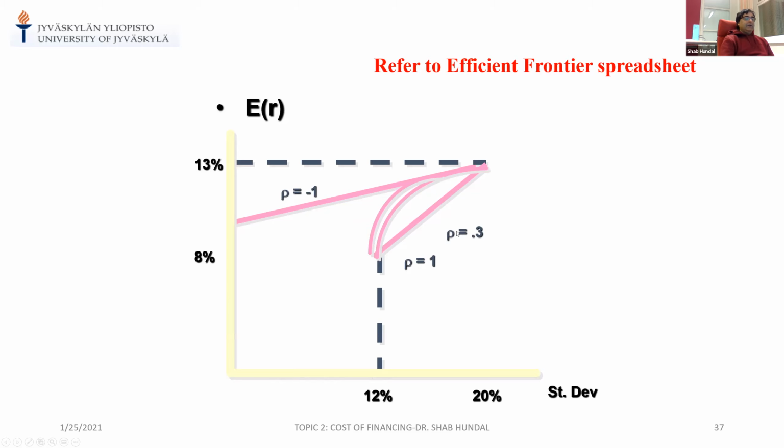But as the correlation goes down, for example, the correlation declined from +1 to 0.3, I just take an example, then what happened? For the same level of risk, the return increases. And similarly, if you are having two stocks with exactly opposite nature, and their correlation is -1, it means if one increased by 20%, the other falls by 20%.